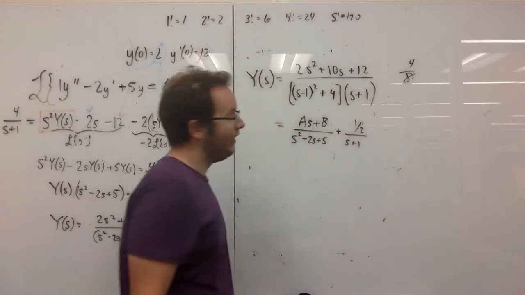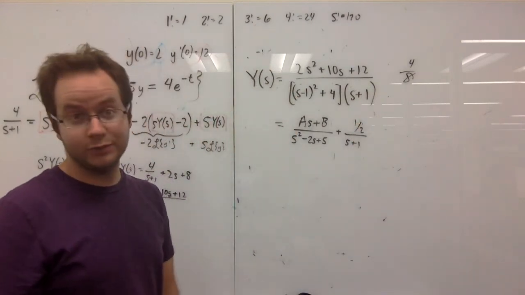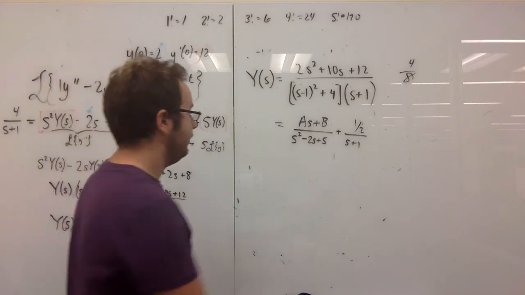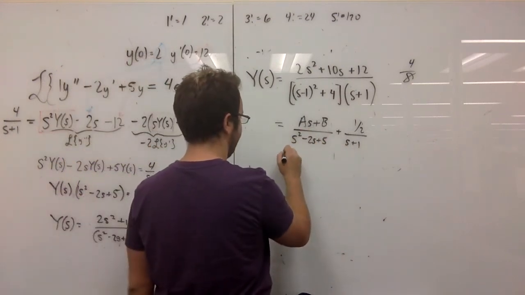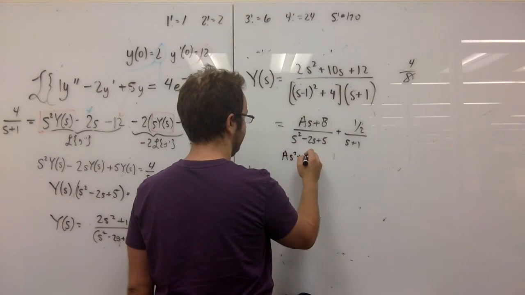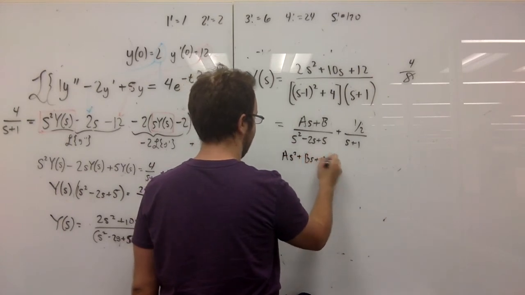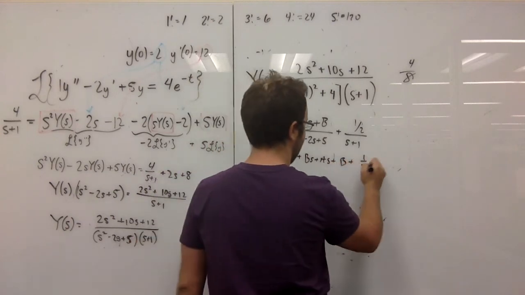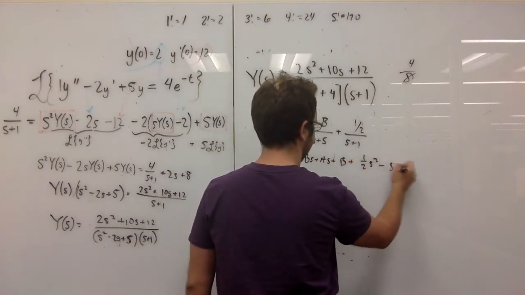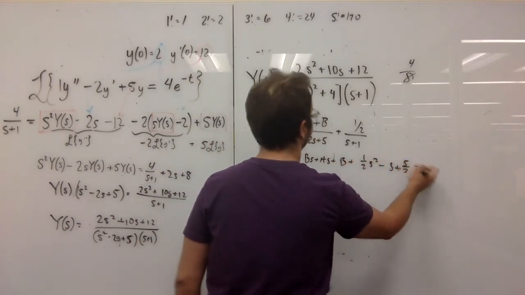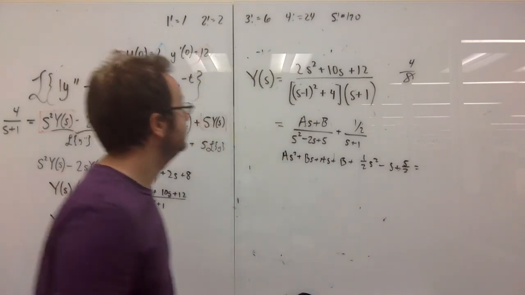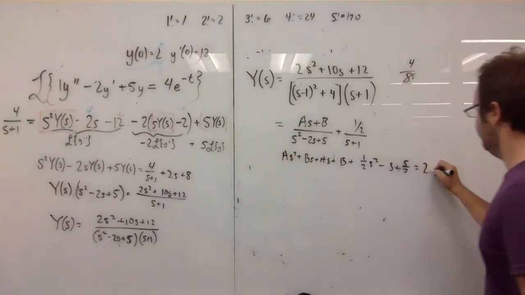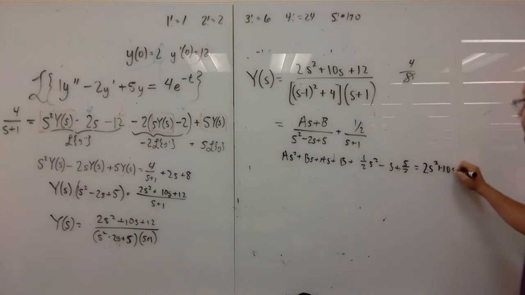Okay, now that I've got that, sadly, cover method doesn't work anymore. So we're going to have to get a common denominator. This s plus 1 needs to go over here, so I have as squared plus bs plus as plus b, plus, and then 1/2 times this is 1/2 s squared minus s plus 5/2. And it needs to equal my numerator of what? 2s squared plus 10s plus 12.